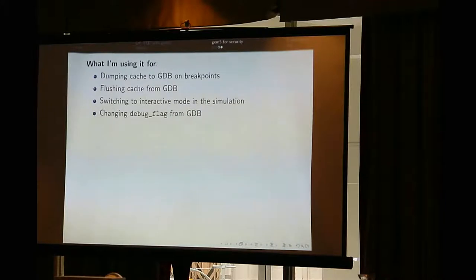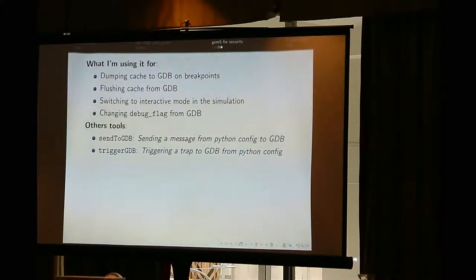We can switch to interactive mode inside the simulation, for example, doing something inside the Python config after a breakpoint. And we can also change debug flags from GDB, being able to activate a debug flag only around some part of a workload without having to interfere inside this workload and add extra instructions, for example. With other functions that we add, we can be even more precise in the specific behavior we implement with GDB.